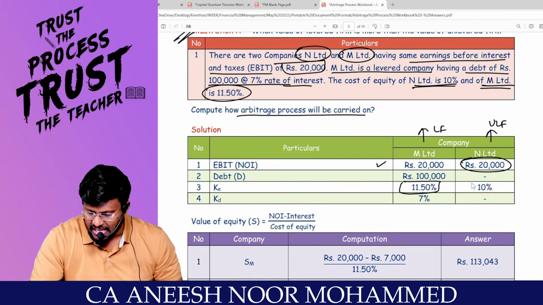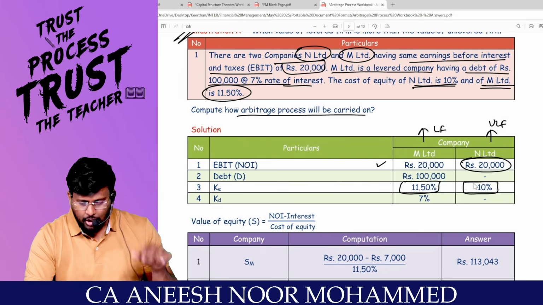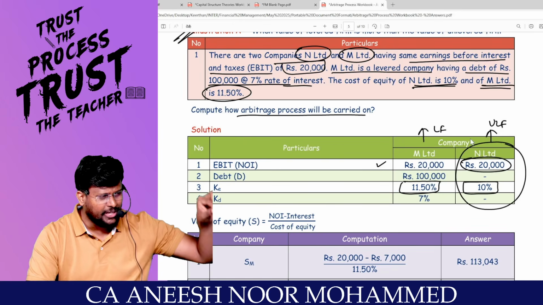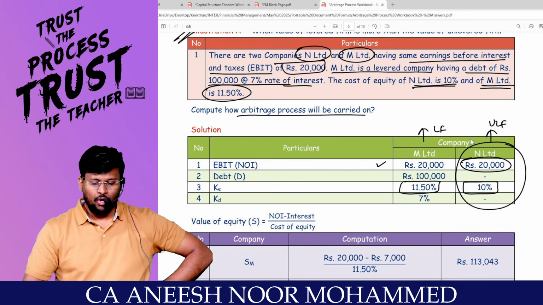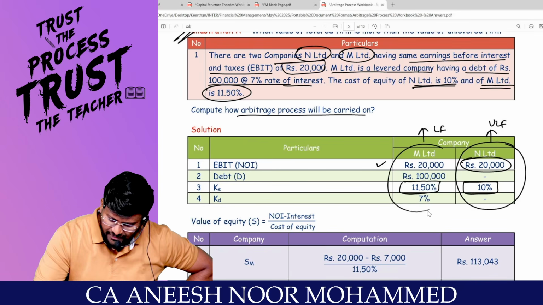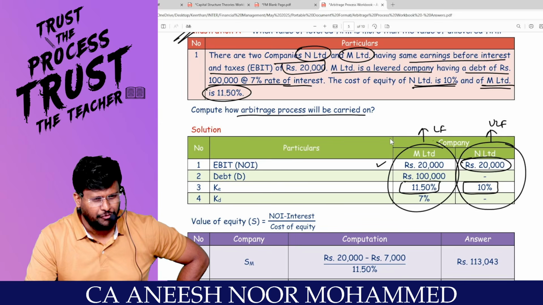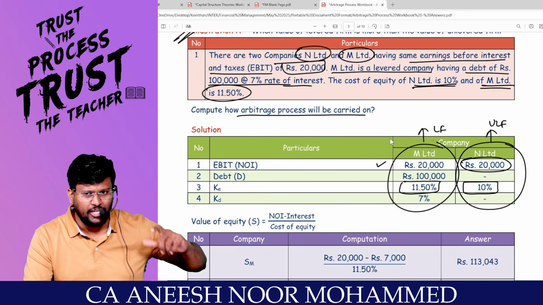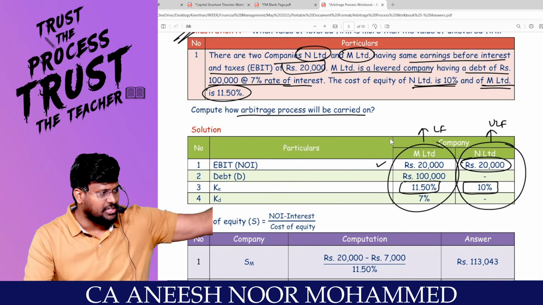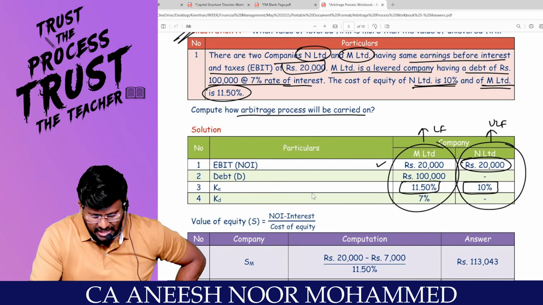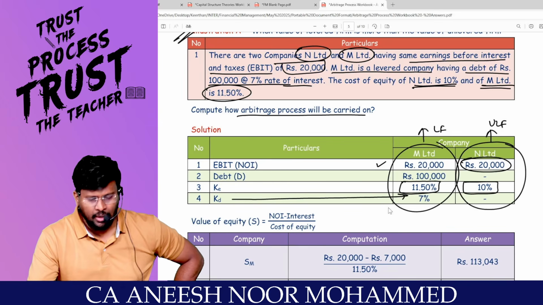11.5 percent, and here it is only because this is an unlevered firm. There is no debt at all, so equity shareholders do not have financial risk. Whereas M Limited has debt in its capital structure, so equity shareholders will feel the financial risk. So the expectation of the equity shareholders will be higher than N Limited, right? That's why they have 11.5 percent. And the KD, cost of debt, comes to 7 percent.